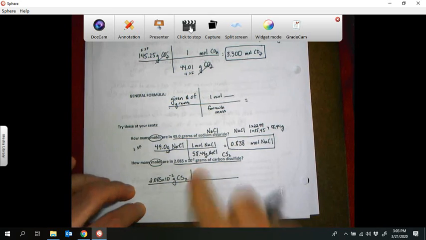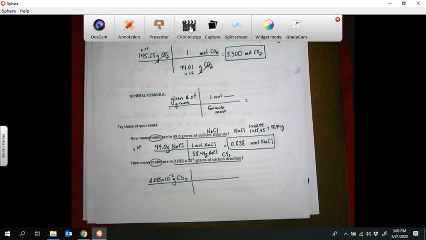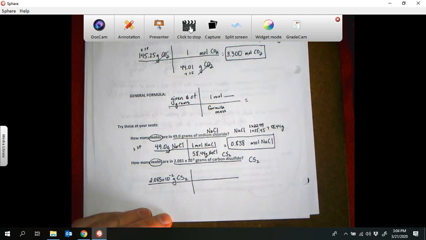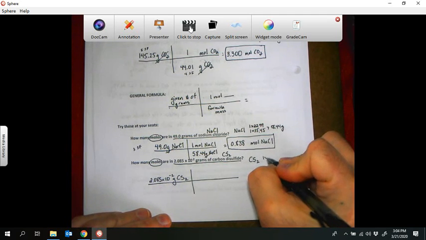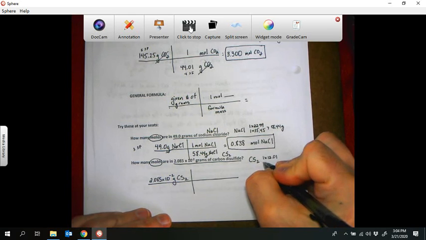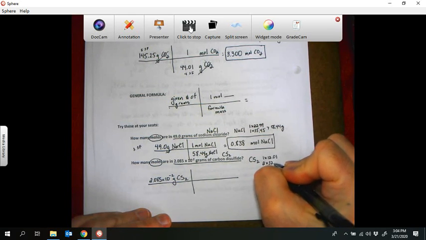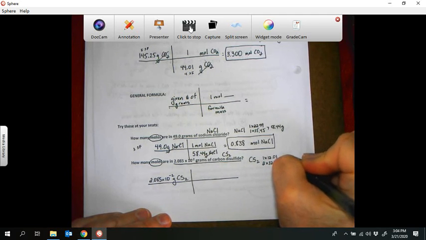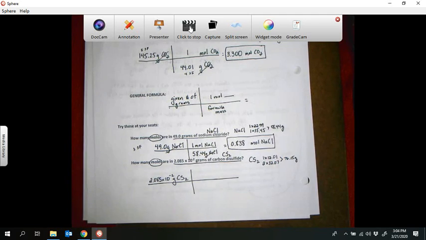Now you could change that to 0.02085 grams if you didn't want it in scientific notation, but you don't have to. So now we need the formula mass for CS2. There's 1 carbon and it's 12.01, and there's 2 sulfurs and each one is 32.07. When we add those together, we get 76.15 grams. So that's how many grams are in 1 mole of CS2.